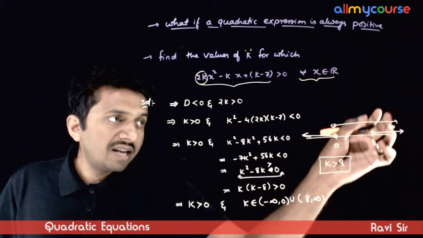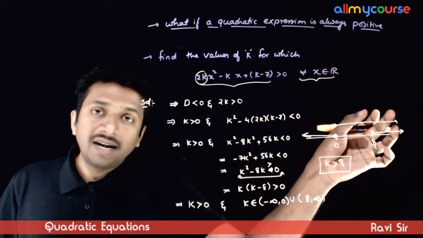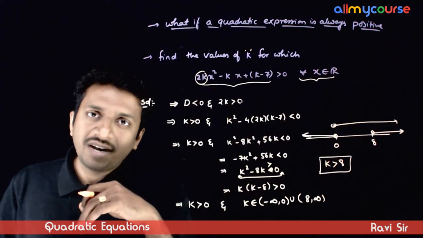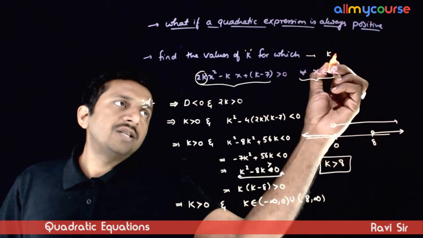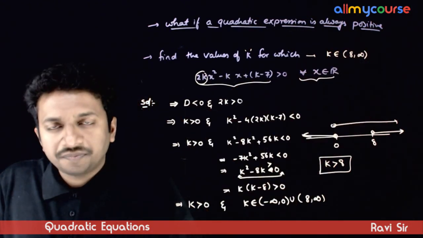If the number is greater than 8, both the discriminant is less than 0 and the leading coefficient is also positive. Hence this condition is valid. So what are the values of k for which this is valid? k has to belong to (8, ∞). That's the answer to this question.